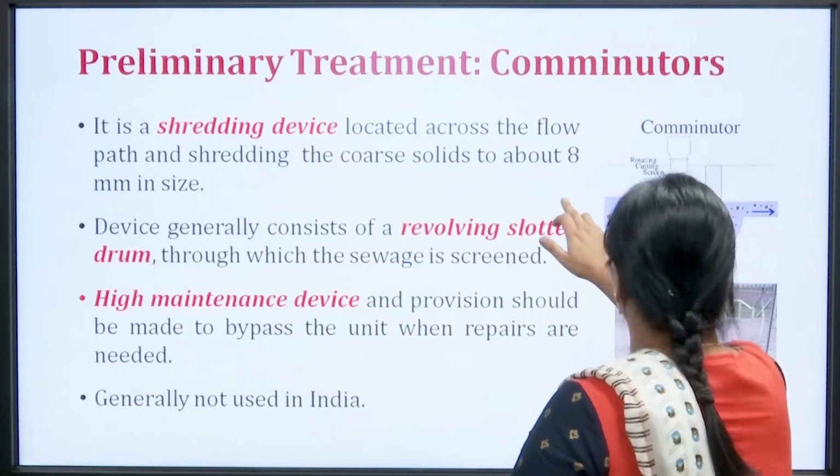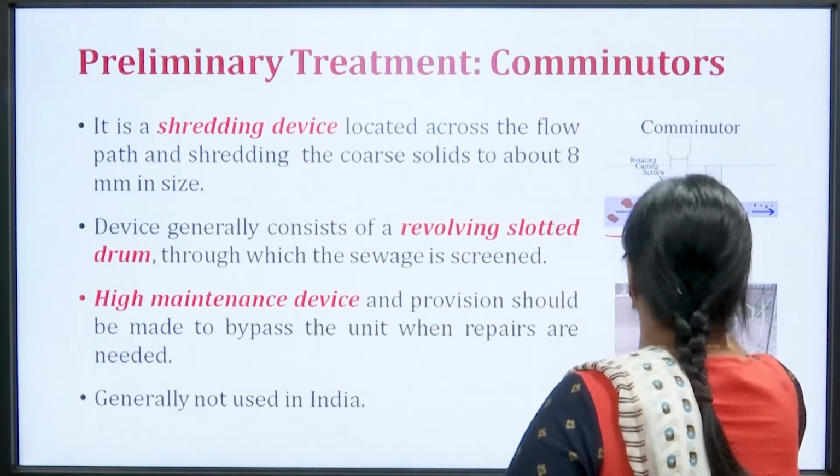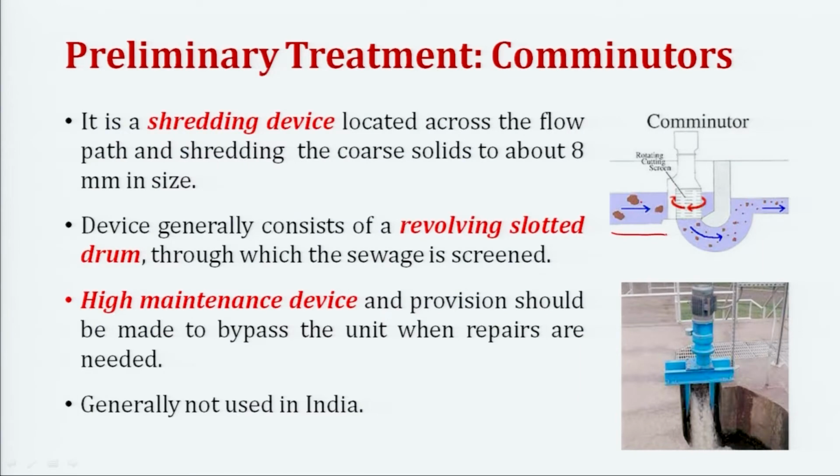All the particles are going to go inside. This is a rotating cutting machine, so whatever goes in is going to be shredded into smaller particles like this. This is how it looks generally. The water will go inside, it is going to cut it into smaller pieces, and then it is going to go outside. The device generally consists of a revolving slotted drum through which the sewage is screened.